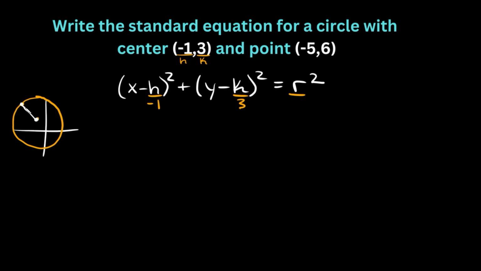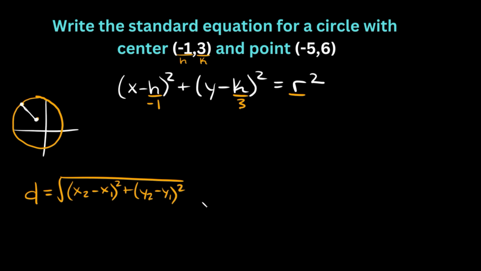So since it's not as easy to tell what that distance is, what we have to do instead is use the distance formula. If you don't remember what the distance formula is, I'll just write it right here. The distance between 2 points is equal to the square root of x sub 2 minus x sub 1 squared plus y sub 2 minus y sub 1 squared.